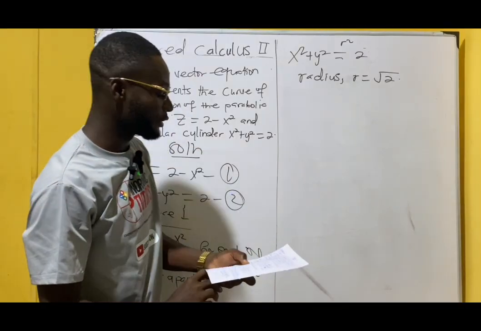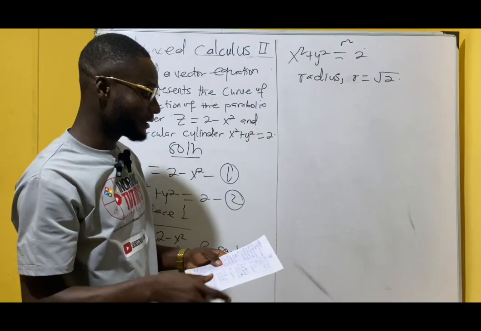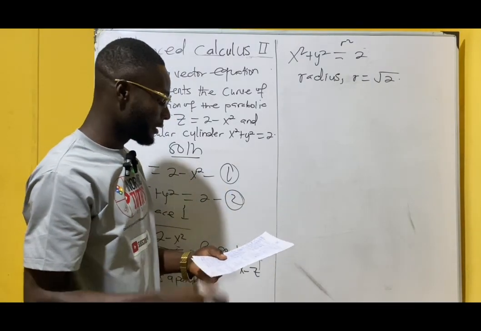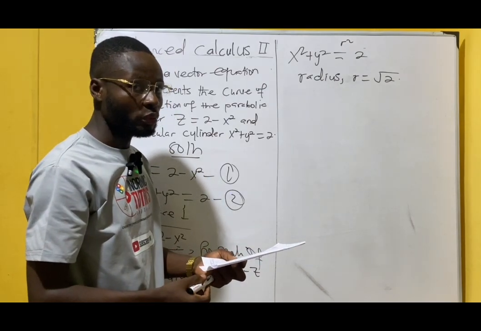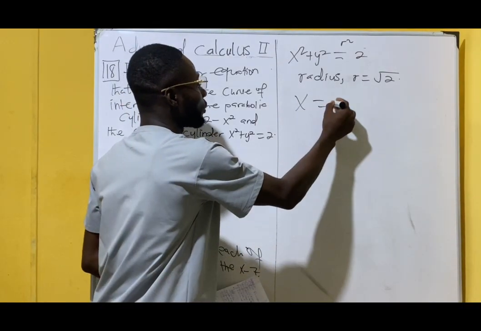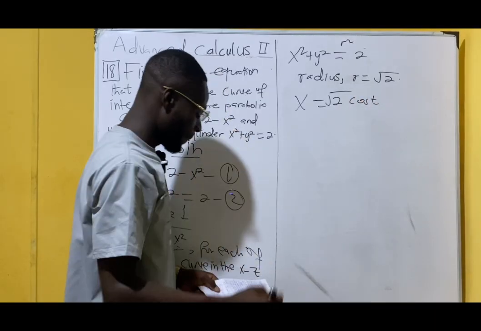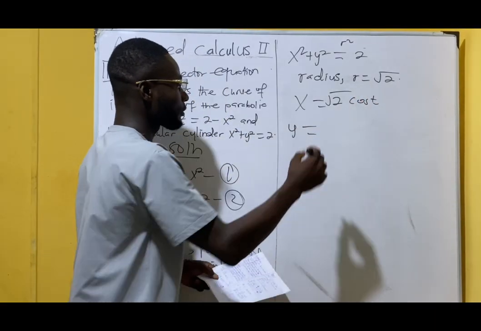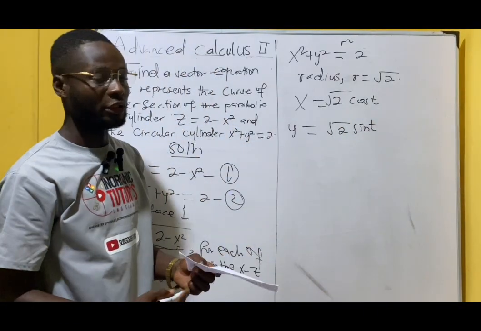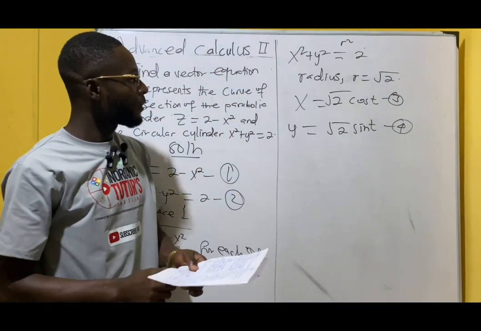Okay, now step 3. Let's use the circular cylinder to define x and y. We have to parameterize the circle x squared plus y squared equals 2. Using the trigonometric functions, we know that x will be equal to square root of 2 cos t, and y will be equal to square root of 2 sine t. We consider this to be equation 3, and this to be equation 4.